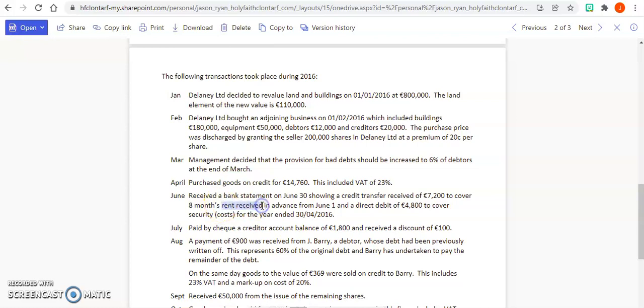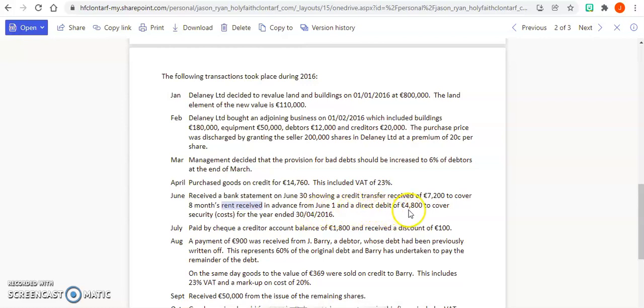Okay, so you have to calculate 8 months from June the 1st. So June, July, August, September, October, November, December. So you've got 7/8 of that 7,200 is for this period, and 1/8 is prepaid for the next period. So we need to do an adjustment on that.